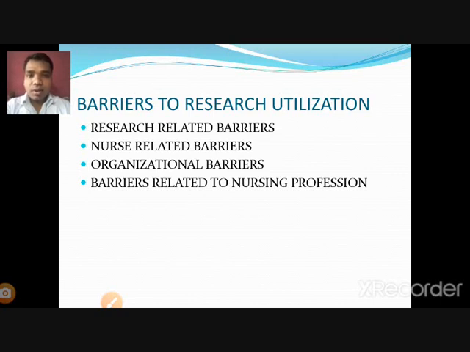Then we see barriers related to nursing profession. What are the barriers related to nursing profession? We always go through nursing profession research studies, because we are from nursing. So whenever we go beyond the nursing profession in our research practice, we see some barriers which will be solved after some use. This is the barriers to research utilization. We go to the next slide.